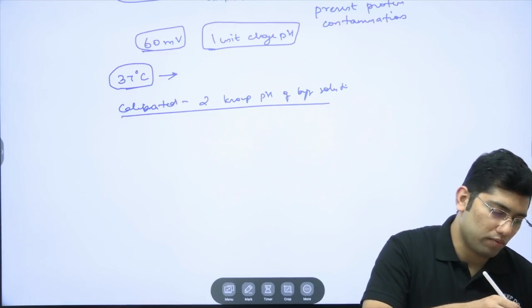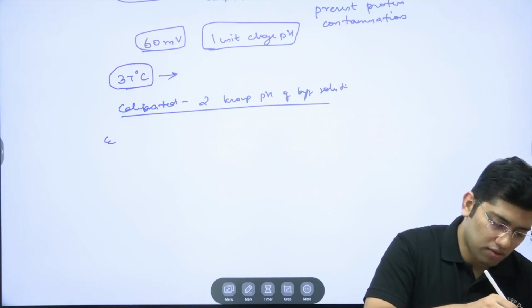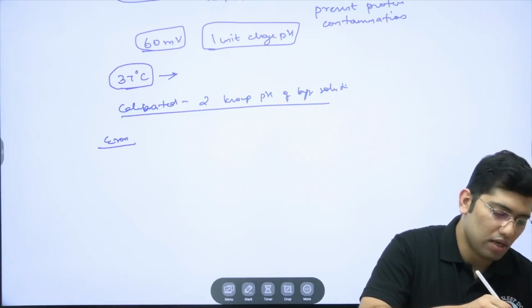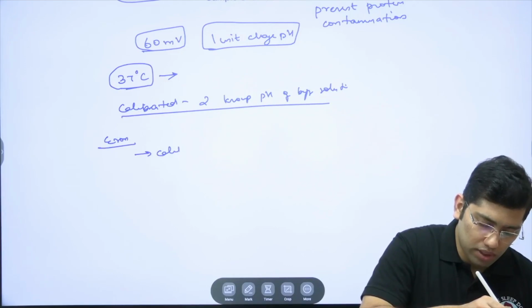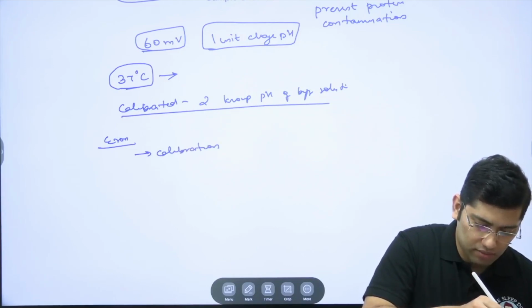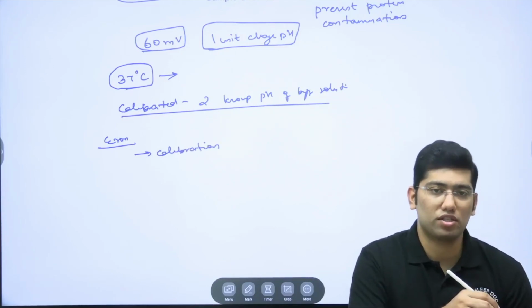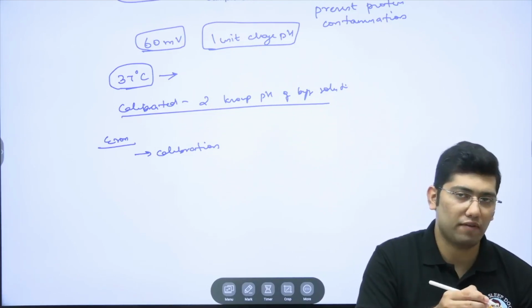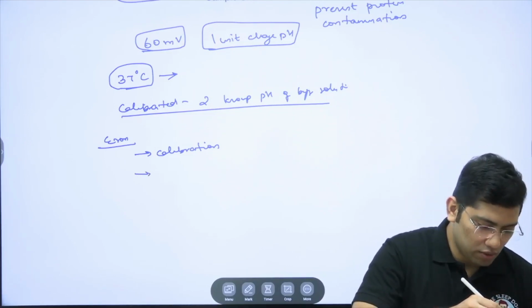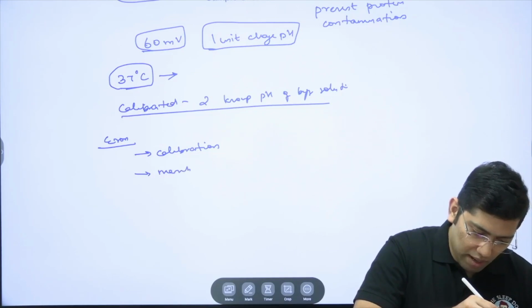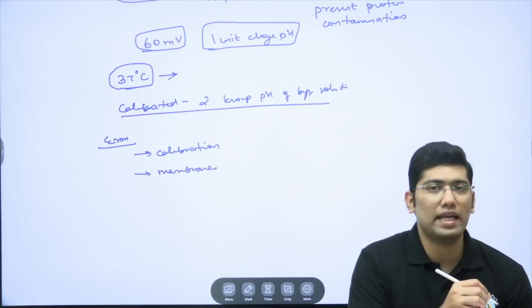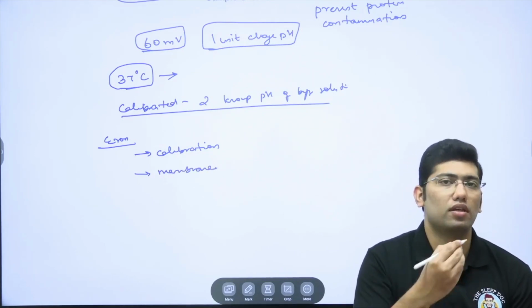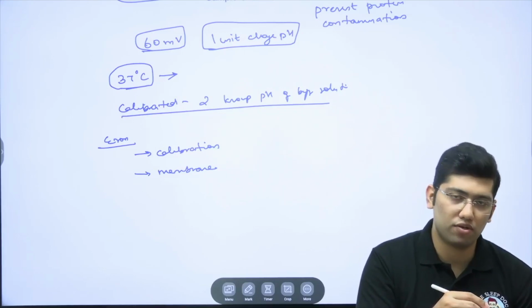Now, let's come to the possible errors in these. One can be due to calibration error. When either of these calibrations is not proper, the electrode can malfunction and show varied values. Another would be the membrane getting damaged. Once the membrane gets damaged, there will be protein accumulation resulting in inaccuracy of the electrode.